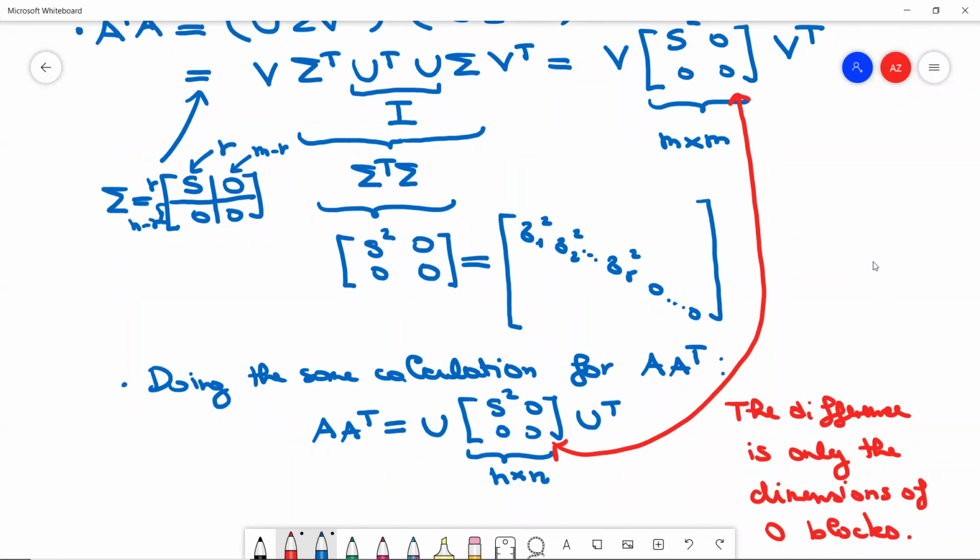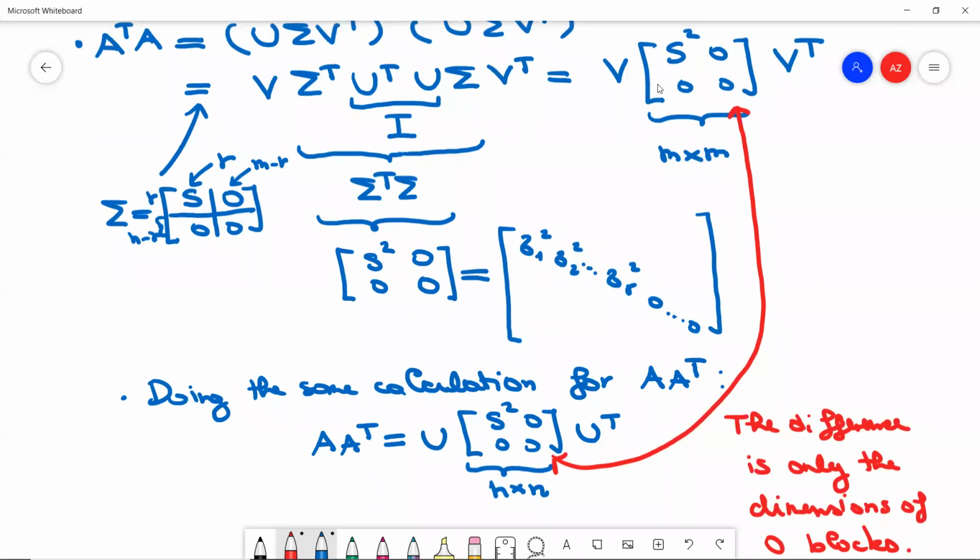Okay, so we calculate either A transpose A or A A transpose, and from either of them we can get the singular values, because they are just square roots of the eigenvalues. And so the columns of V are then the right singular vectors, and the columns of U are the left singular vectors.